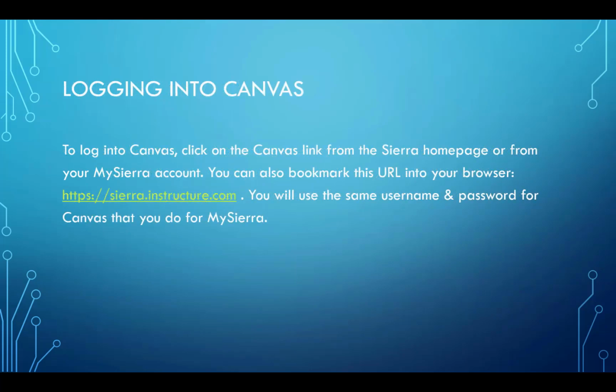To log into Canvas, click on the Canvas link from the Sierra homepage or from your MySierra account. You can also bookmark this URL into your browser. You will use the same username and password for Canvas that you do for MySierra.